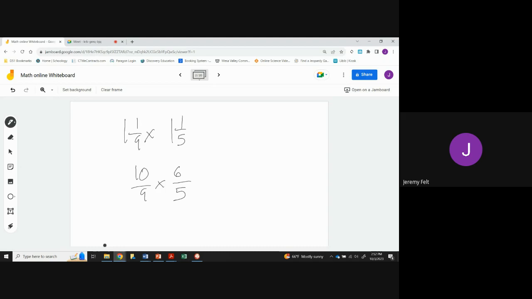We could go 60 over 45 and then reduce down, maybe a couple times, till we got to the most reduced version, or we can save ourselves some time and say, okay, well, 10 over 9, 6 over 5. Can't reduce that, but then we look diagonal, 10 and 5, yeah, 5 goes into both of these. And again, we're dividing by 5, dividing by 5.